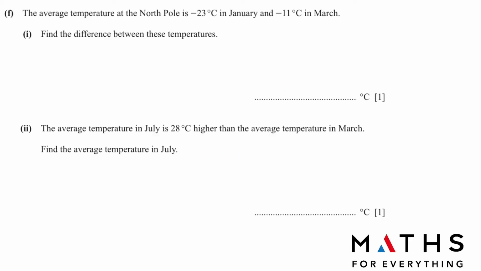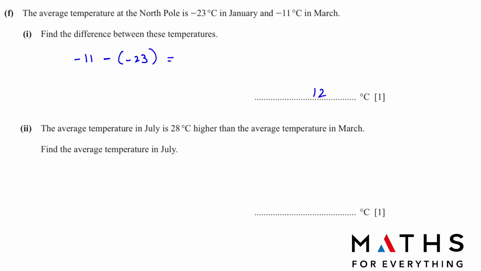Now for the F question. The average temperature at the North Pole is negative 23 degrees centigrade in January and negative 11 degrees centigrade in March. Find the difference between these temperatures. So which is the big number here? Negative 11. Difference means you subtract minus 23. This will give you 12 degrees centigrade.